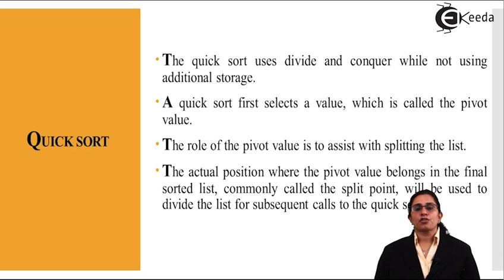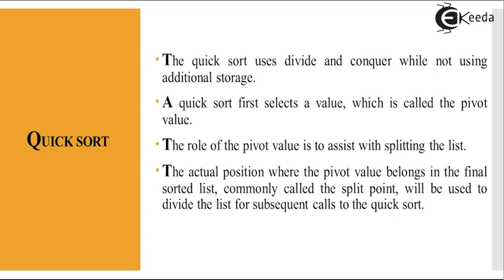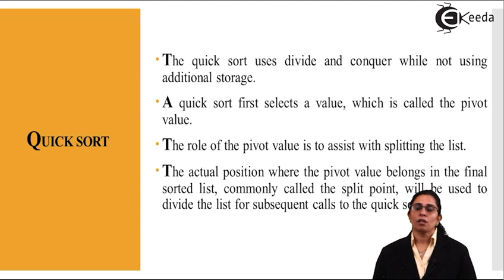The actual position where the pivot value belongs in the final sorted list, commonly called the split point, will be used to divide the list for the subsequent calls to the quick sort. Now this is a very technical definition of what a pivot element is and why it is needed.